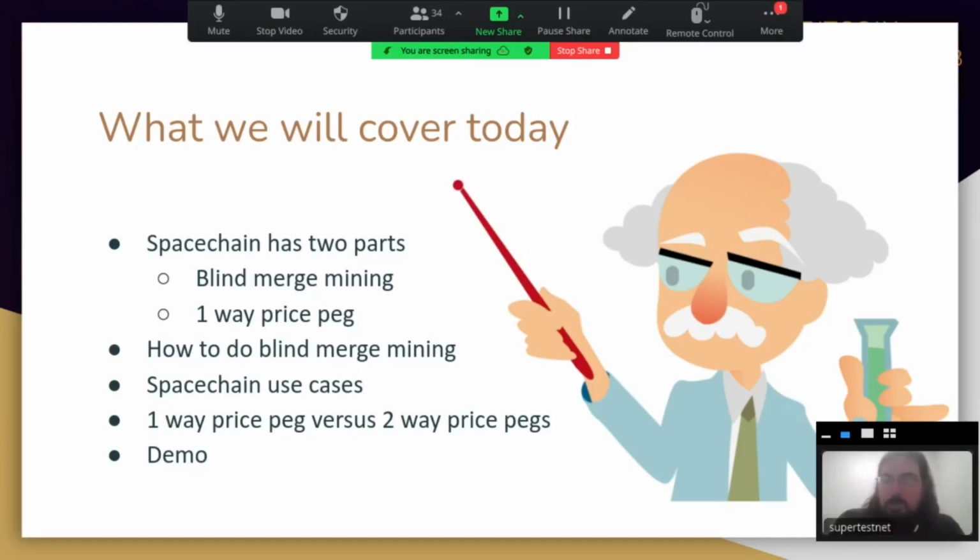So some of these terms might be unfamiliar to you right now, but guess what? That's what the presentation's for. I'm going to cover all those things. Then lastly, I'm going to do a demo, and I'm going to actually show you how to create a Spacechain. So let's get started. Everyone ready?